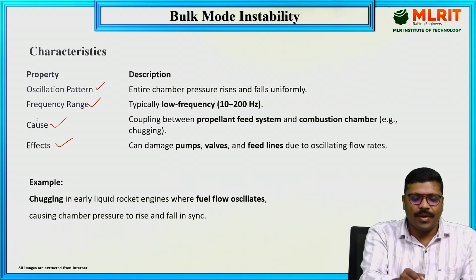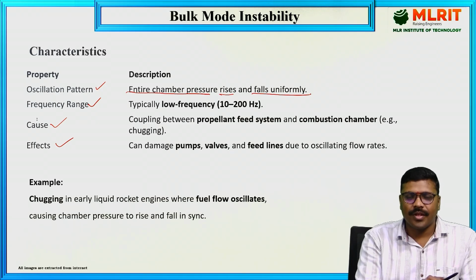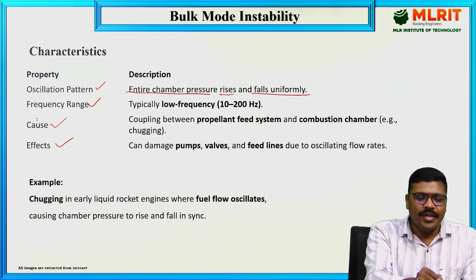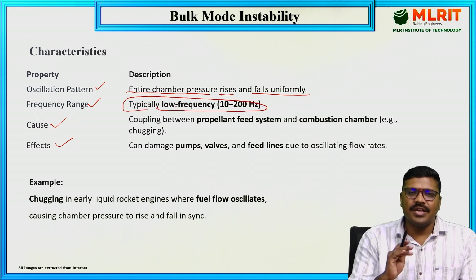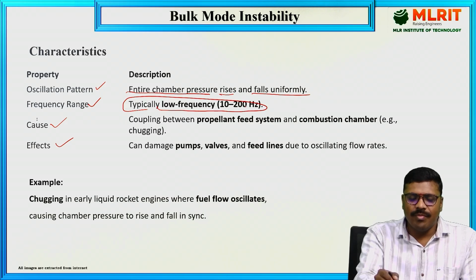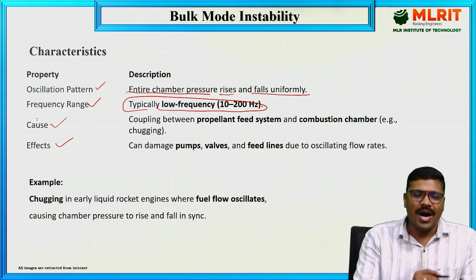Coming to the oscillation pattern, here the entire chamber pressure rises and falls uniformly in the bulk mode of instability. Next, frequency range: it is a low frequency oscillation. The oscillation frequency in the bulk mode of instability is low, between 10 to 200 hertz. Then the causes of bulk mode instability.